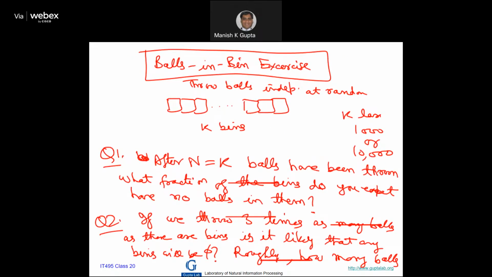Then I mentioned this balls in bins exercise. There are K bins. Normally, the generator matrix is like a sparse code where the number of ones is very small, so you can look at it as a graph, and that graph is a sparse graph. If there are K bins and I throw balls independently at random, I looked at what the possibilities are.